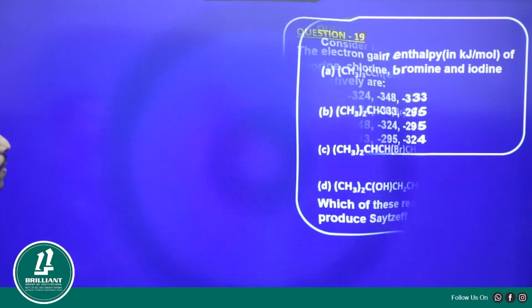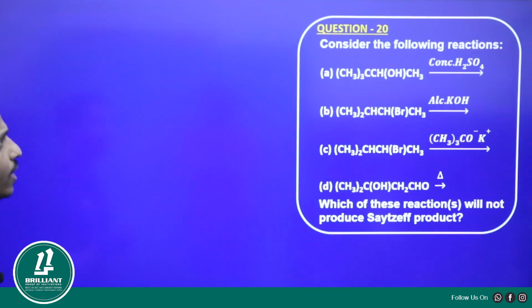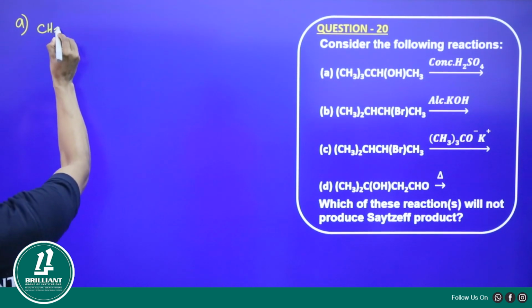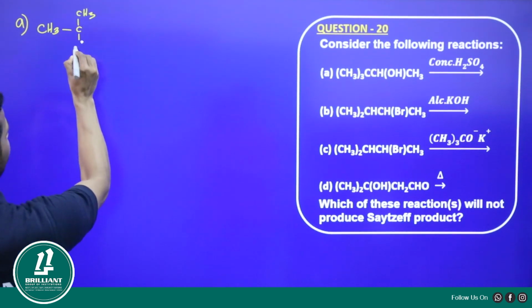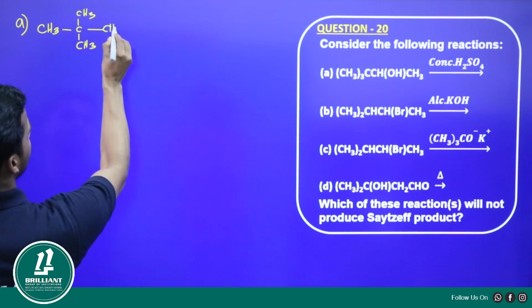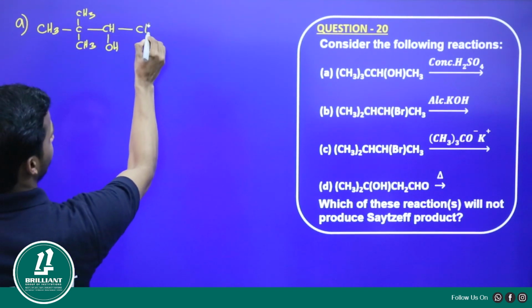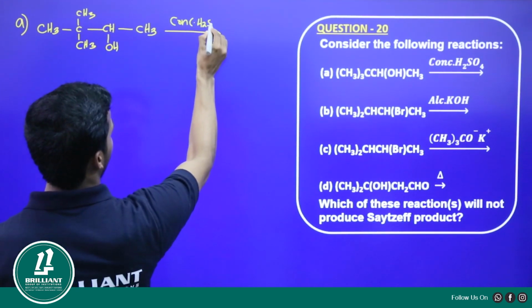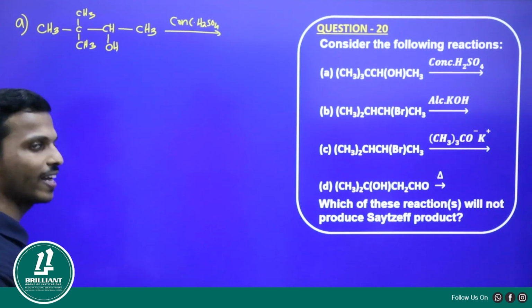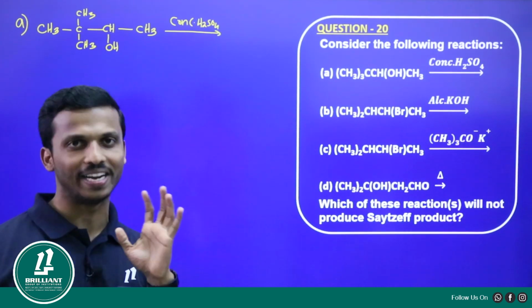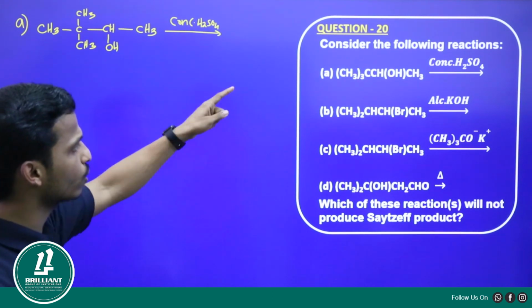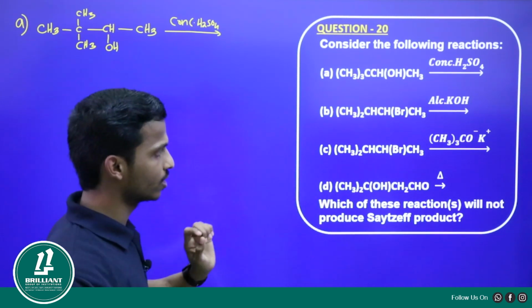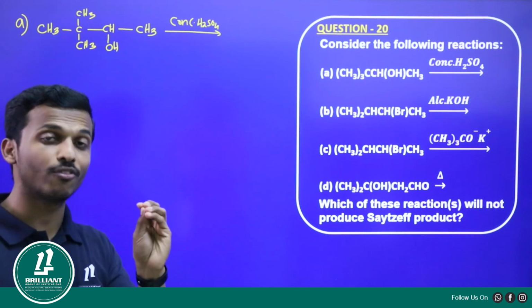Okay, let's go to question number 20. Consider the following reaction. Option A. What is the reaction? CH3 thrice, let me just expand, students, CH3 thrice CHOH, single bond CH3. It is treated with concentrated sulfuric acid. You know, an alcohol treated with concentrated sulfuric acid means what? The reaction is dehydration, elimination of water. What is the question? Which of these reactions will not produce the Zaitsev product?